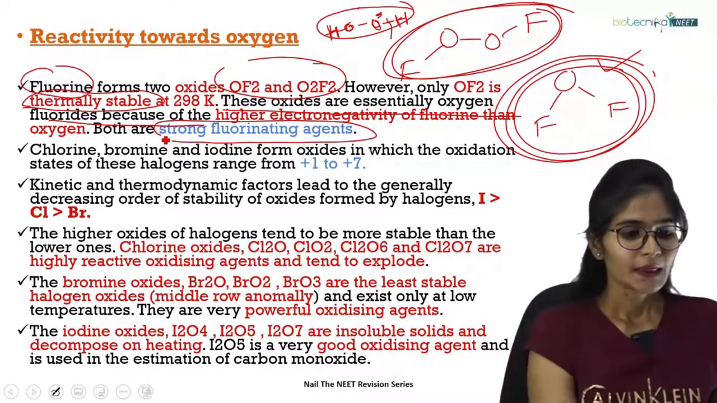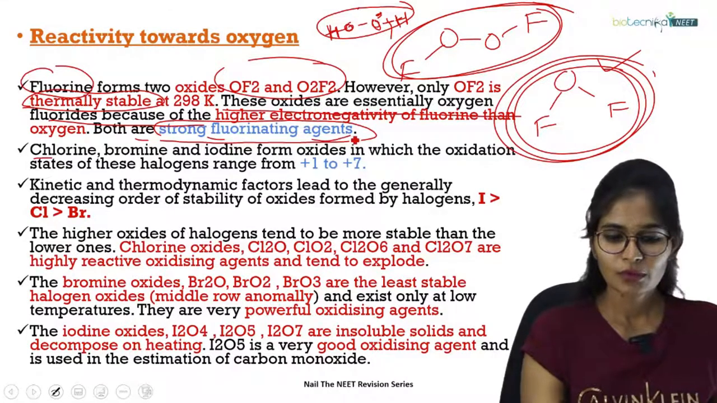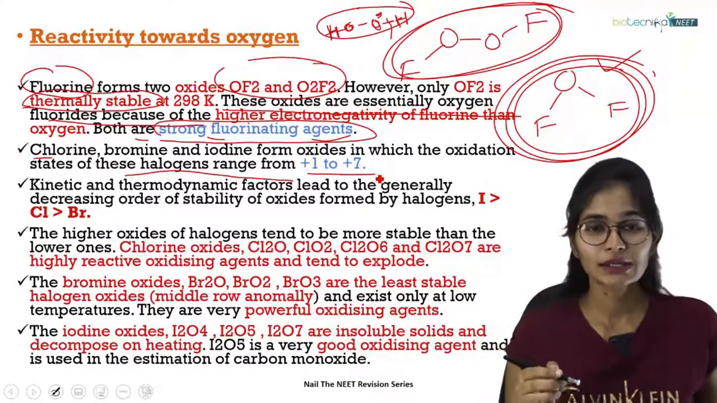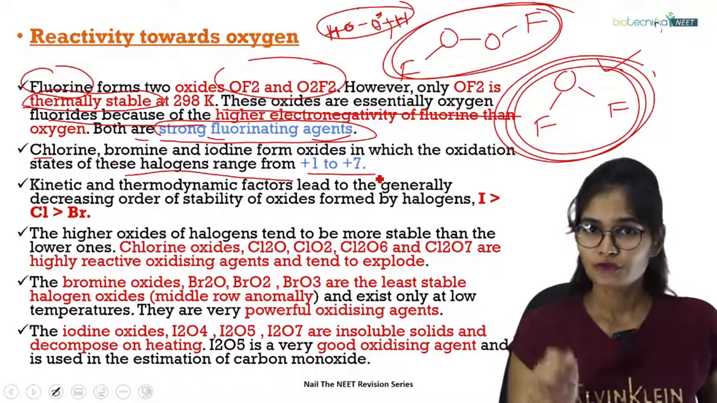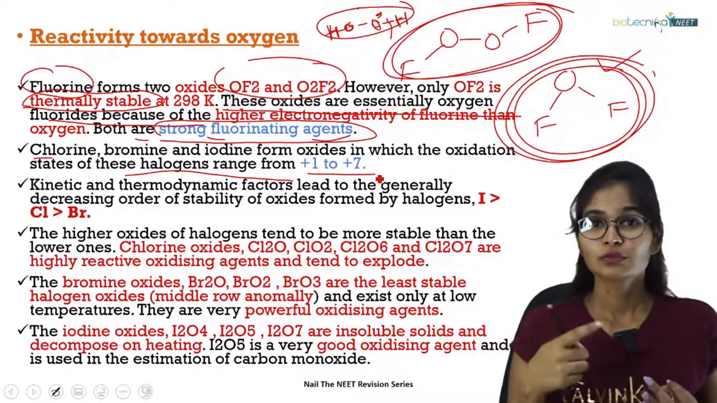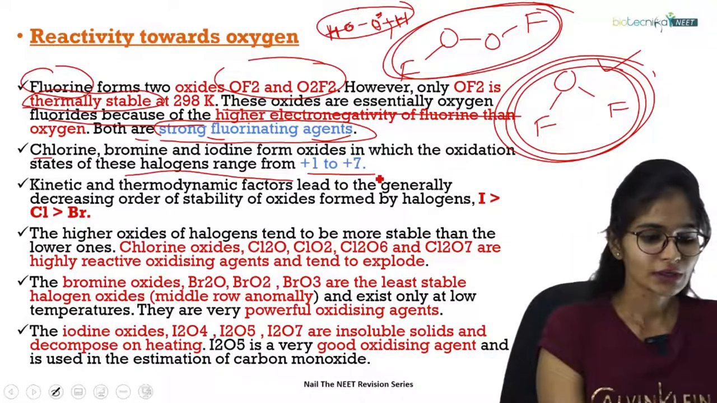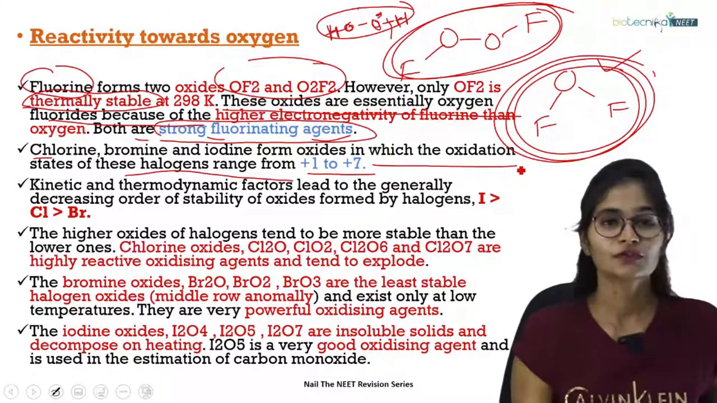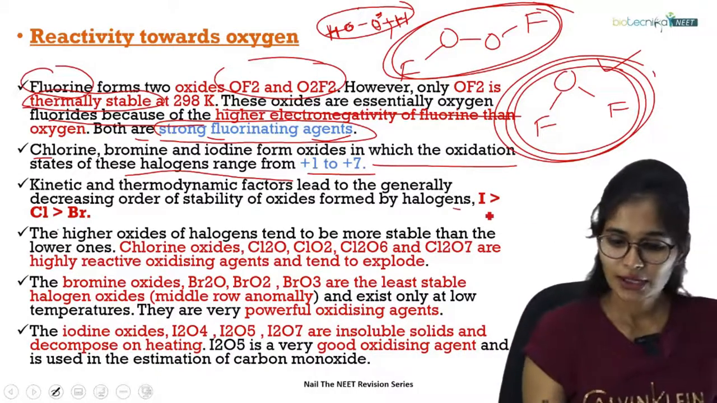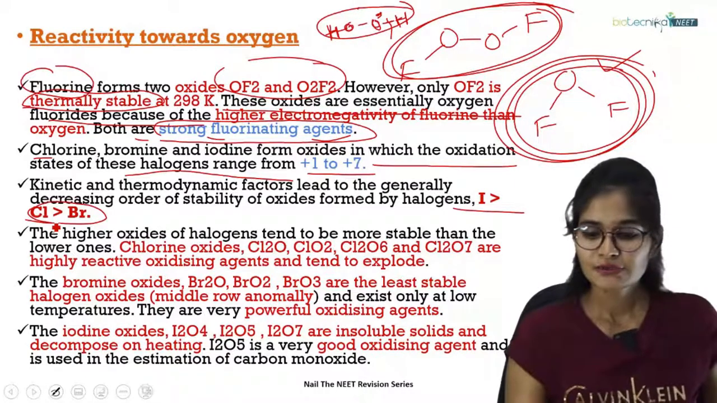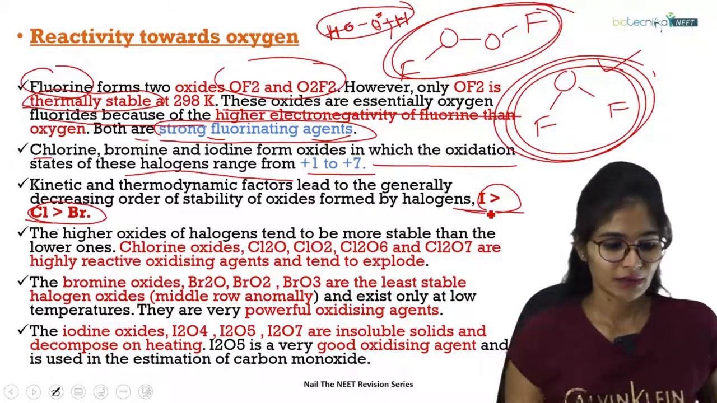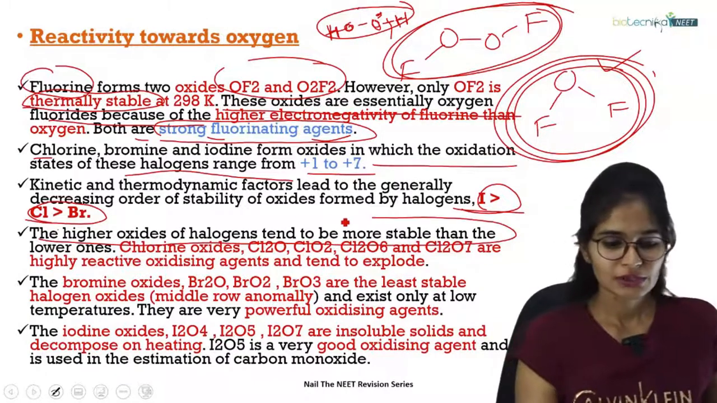Coming to the next point, chlorine, bromine, and iodine form oxides in which the oxidation states of these halogens range from +1 to +7. Apart from fluorine, which we concluded can exhibit only the -1 state, the remaining elements like chlorine, bromine, and iodine exhibit +1, +3, +5, +7 oxidation states. Next, the order you can see here, that is iodine, chlorine, and bromine, is with respect to the decreasing order of stability of the oxides formed by halogens in group 17. And the higher oxides of halogens tend to be more stable than the lower ones.